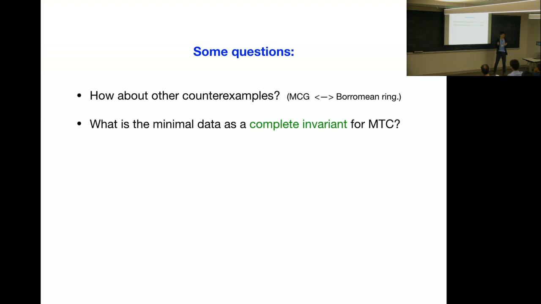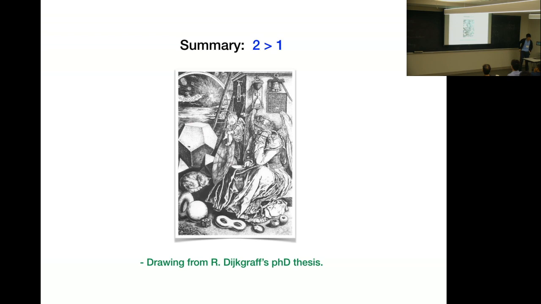As a summary, I simply want to give you a take-home message: 2 is bigger than 1. This drawing is from Dijkgraaf's PhD thesis, and the counterexample here is the Dijkgraaf-Witten theory. Actually, in his PhD thesis, he already put a drawing of the genus two manifold. It seemed he knew what is necessary to distinguish different categories. That's all.